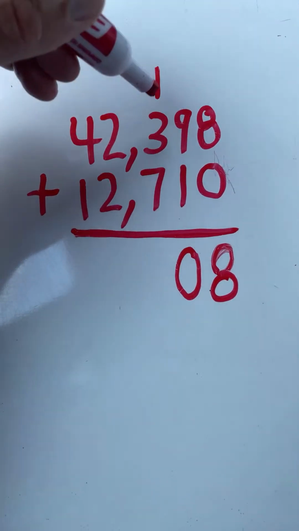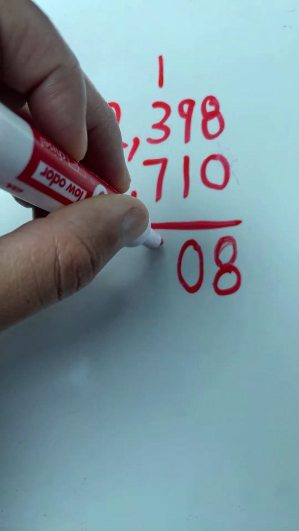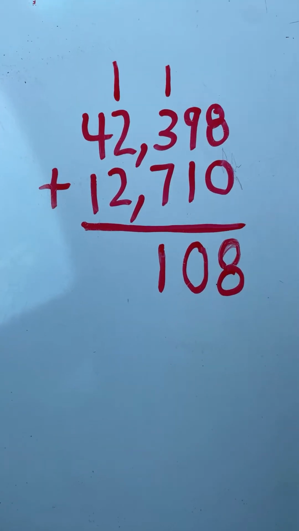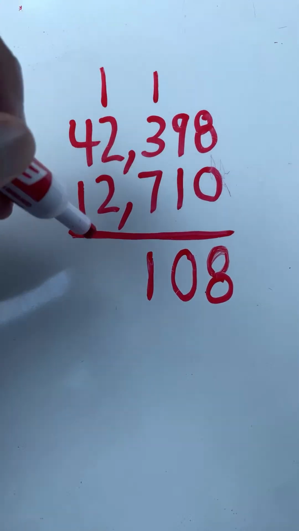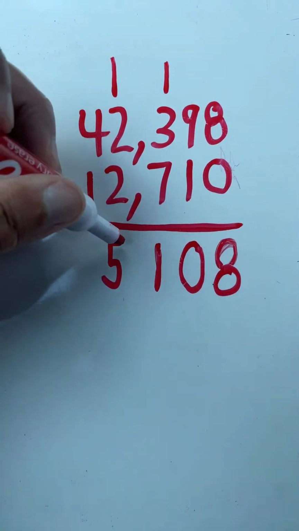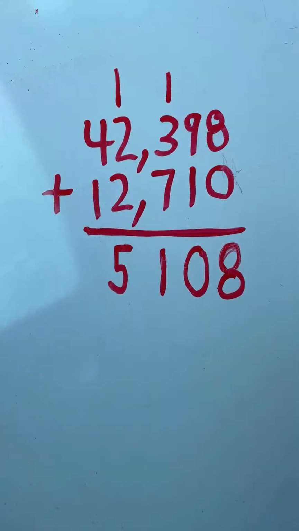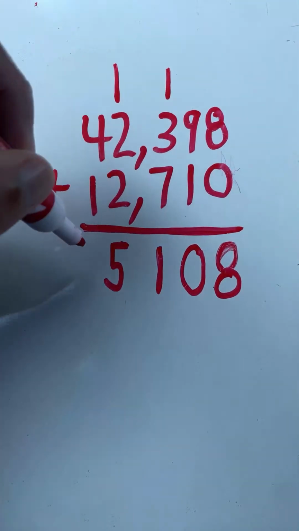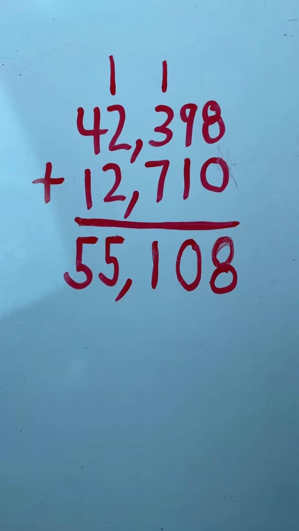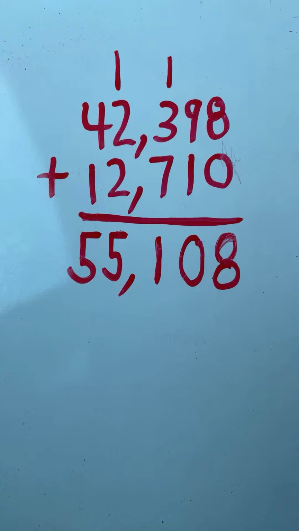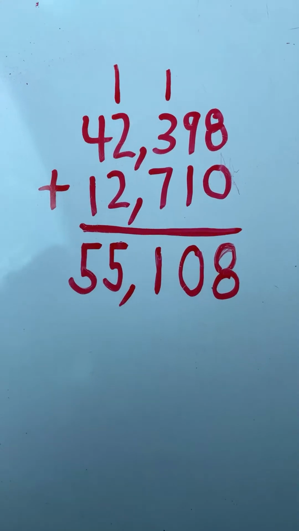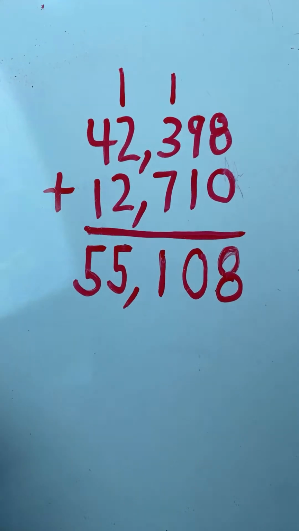7 plus 3 equals 10, plus 1 equals 11. Again, we're going to regroup here. The 1 in 11 goes in the hundreds place. The other 1 in 11 gets carried over to the thousands place. 1 plus 2 equals 3, plus 2 equals 5. Four plus 1 also equals 5, and we have our final answer. 42,398 plus 12,710 equals 55,108. All right, moving on to example problem number 2.